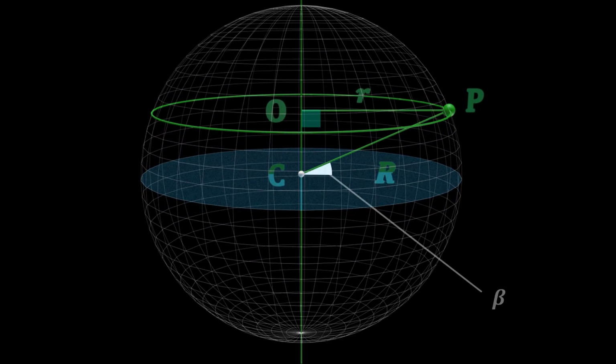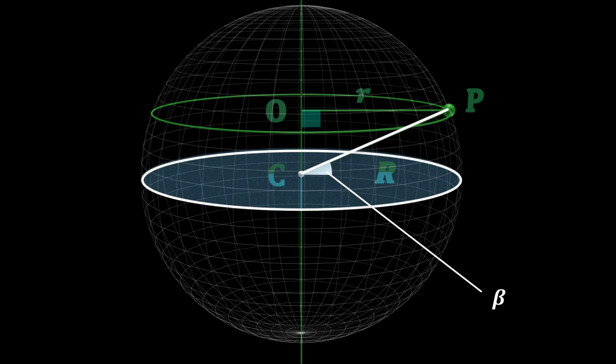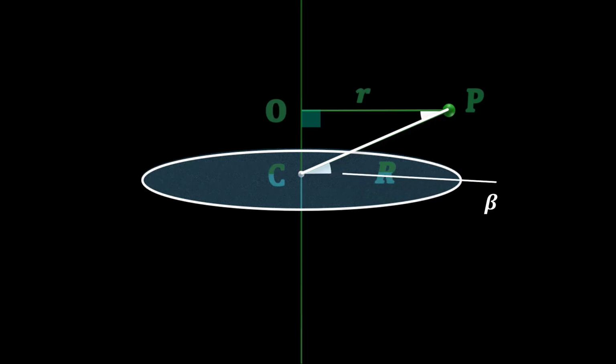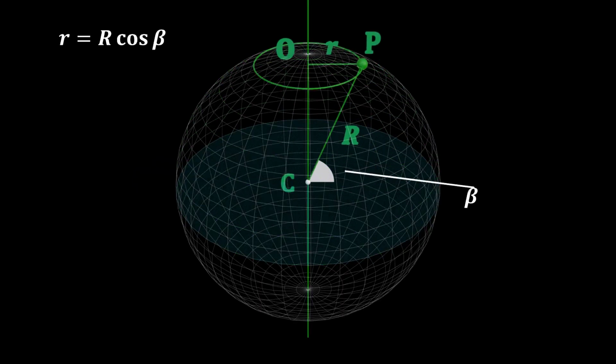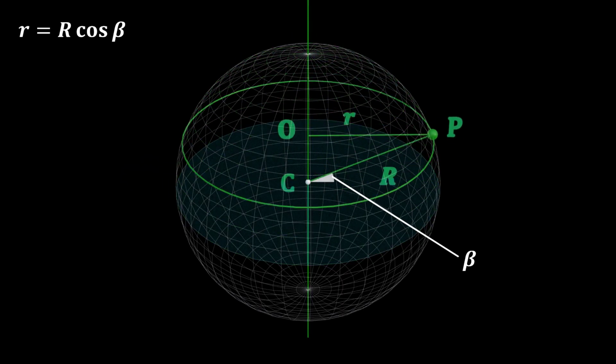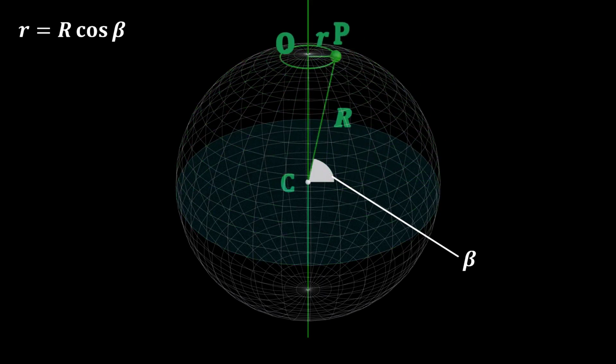The latitude angle beta of the circle on which P is located is the angle made by the line CP with respect to the plane of the equator. The angle CPO is equal to beta due to the property of Z angle. From trigonometry, we can write little r equals capital R cos beta. The radius of the circle on which the point P is located depends on the angle beta.